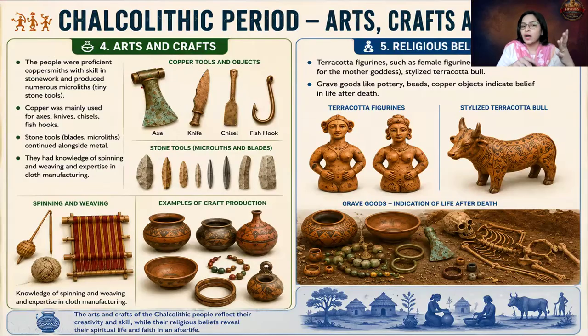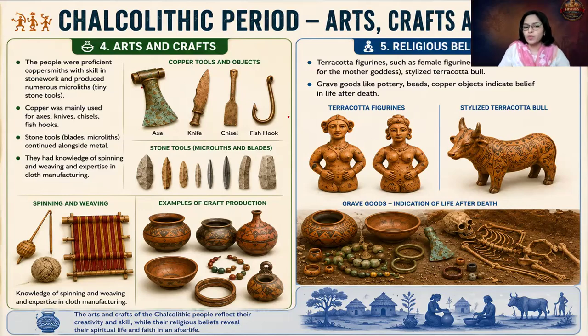Then the next is art and craft. The people of this period were proficient and excellent in copper work, hence we can say they were excellent coppersmiths. At the same time, they even used stone tools, especially microliths. If you remember, microliths were the characteristic tools of the Mesolithic era. The same microliths, the tiny stone tools, were used extensively in this Chalcolithic period. So the people of the Chalcolithic period were excellent stone workers and also proficient coppersmiths.